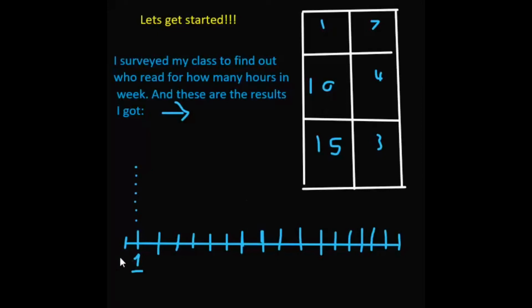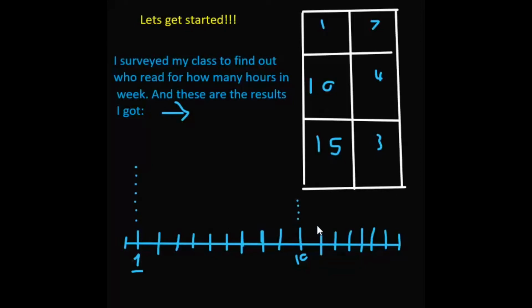So 10 hours. So now we have to count 1, 2, 3, 4, 5, 6, 7, 8, 9, 10. So now let's see how many people. First let's label this so you don't forget where it is. And now let's see how many people read for 10 hours. 4 people. So we can draw 4 dots. 1, 2, 3, 4.